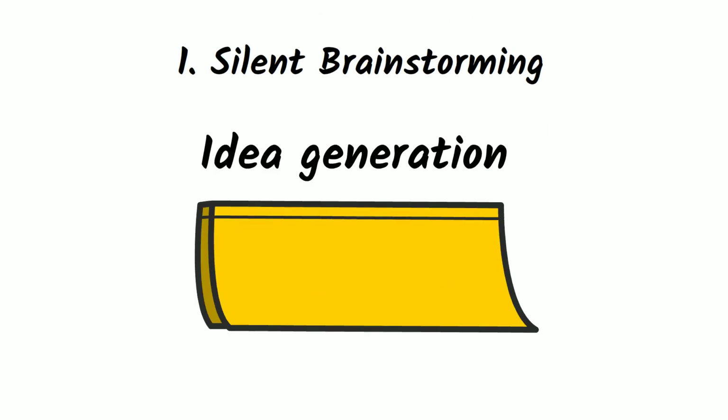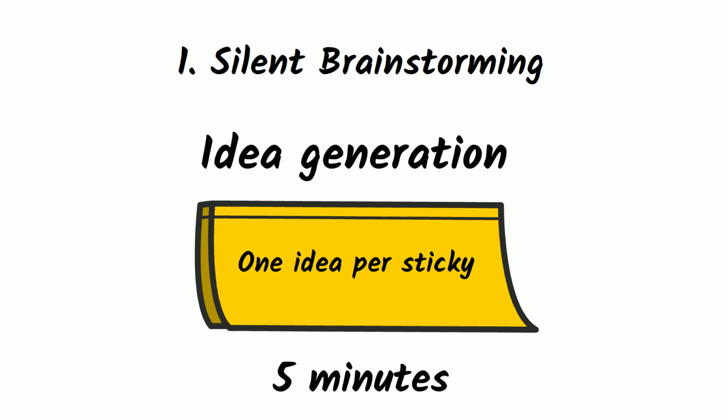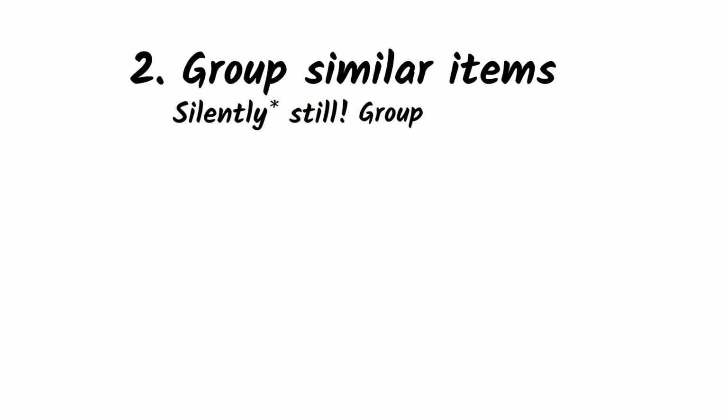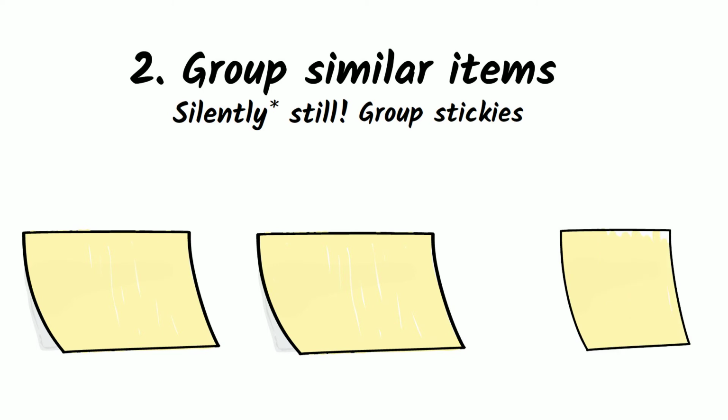The first step is for everybody to write down their ideas, one idea per sticky, as quickly as possible for 5 minutes, and you must do this silently. The reason you do this silently is it helps you generate more ideas than if you're discussing each idea.